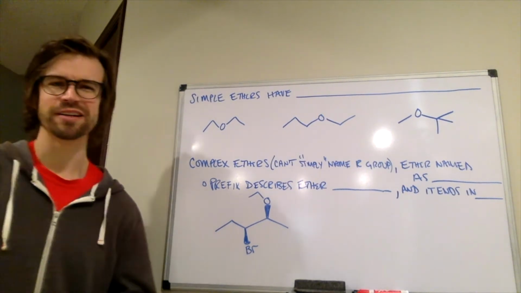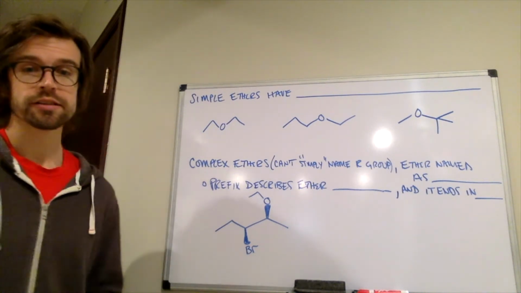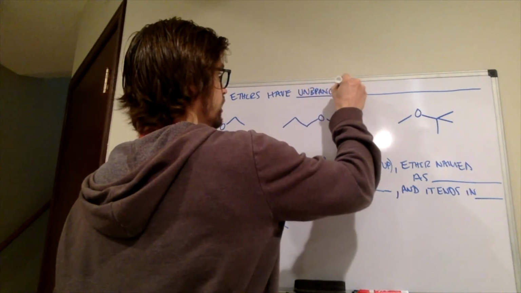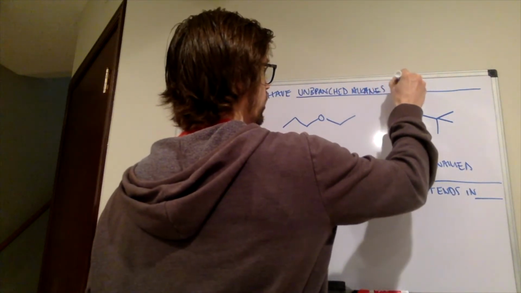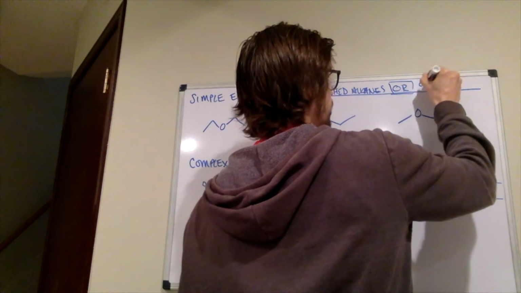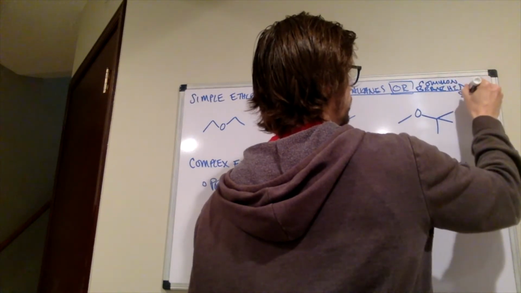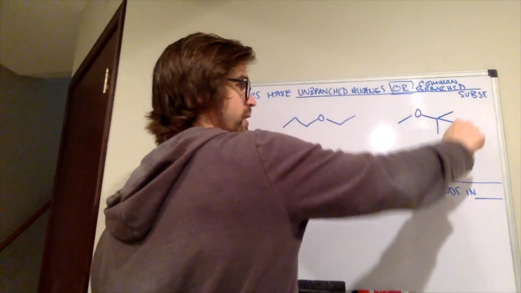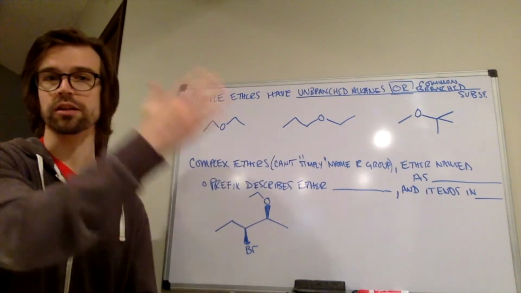All right, so we break ethers down into two types when naming: simple ethers and more complex ethers. Simple ethers have unbranched alkanes or common branched substituents. So what is a common branched substituent again? What is this thing called? That's a tert-butyl group. What is an unbranched alkane? Anything that just has a big long chain.